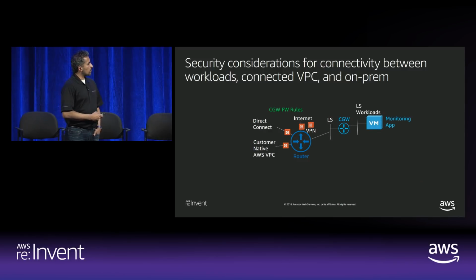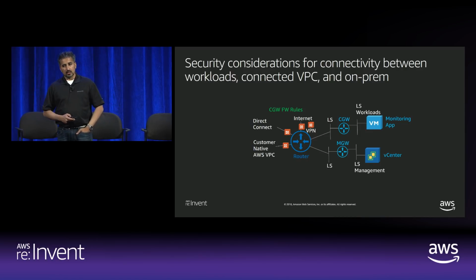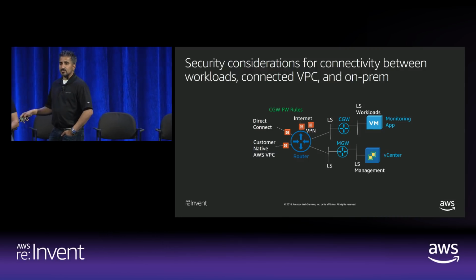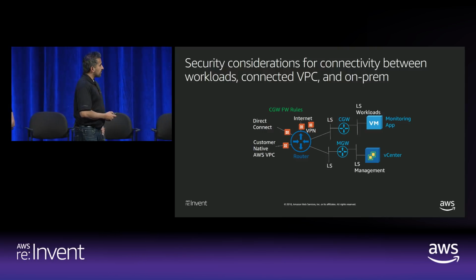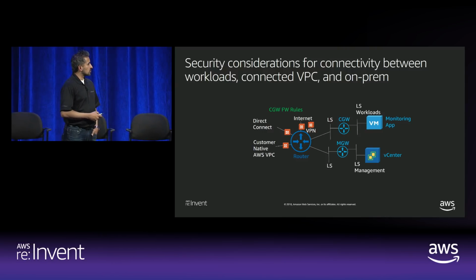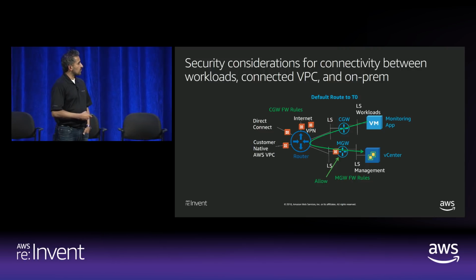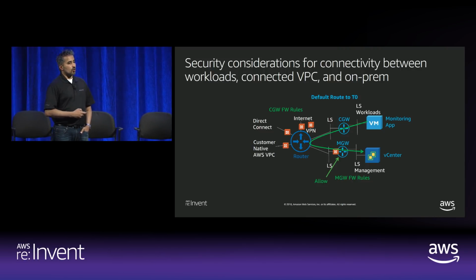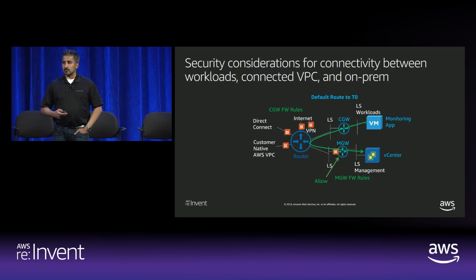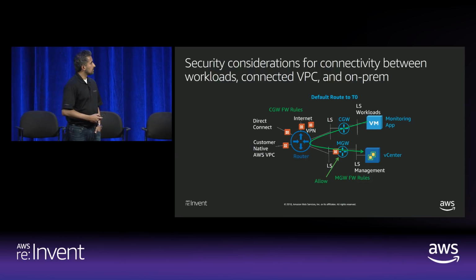In addition, let's say I have a monitoring application here that needs access to my vCenter sitting behind my MGW. I want one centralized place to control access to my management components sitting behind MGW. So here, because I have no firewall policies on the actual CGW, the traffic comes here, hits the CGW, goes to the tier 0, comes down to the MGW, and I have one centralized place to control all access to my vCenter management components. Okay?